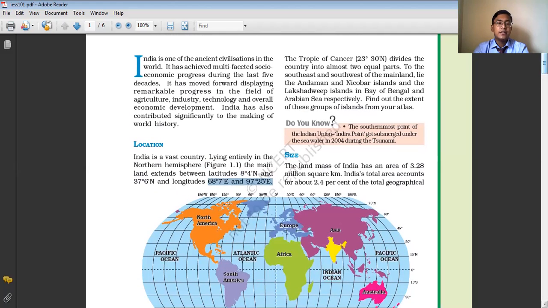One of the most important latitudes is the Tropic of Cancer, whose value is 23 degrees 30 minutes north. It passes through the center of our country and almost divides our country into two equal halves in the north and the south. As a result, the northern part of India, which lies to the north of the Tropic of Cancer, experiences a subtropical type of climate, and the southern part, which lies to the south of the Tropic of Cancer, experiences a tropical type of climate.